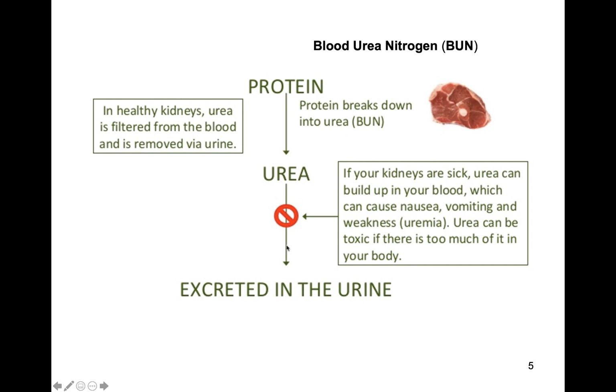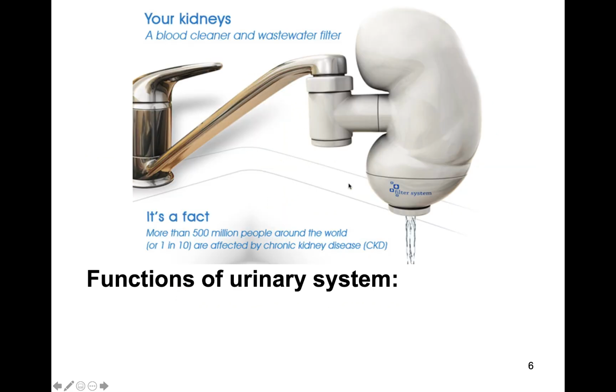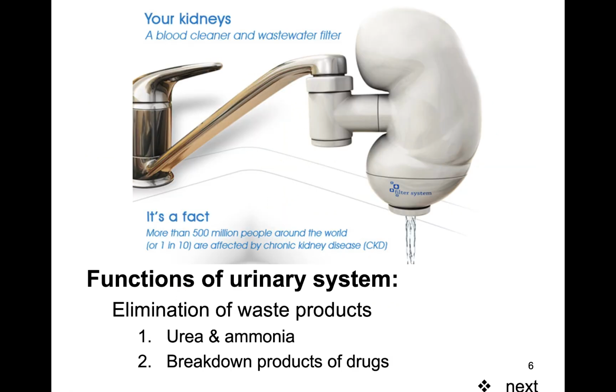So as the protein breaks down into urea, called blood urea nitrogen, it can be excreted out. However, if there's an issue and your kidneys are sick, urea can build up in your blood, and that can cause a lot of symptoms, like vomiting and weakness. It can be toxic to you if there's too much of it in your body. So if your kidneys are not functioning properly, then the person has to do dialysis.